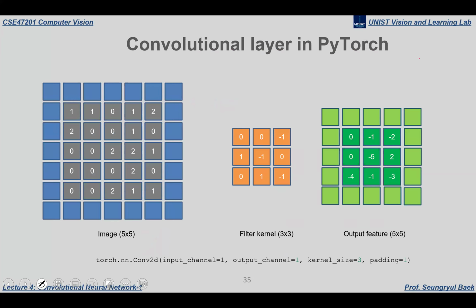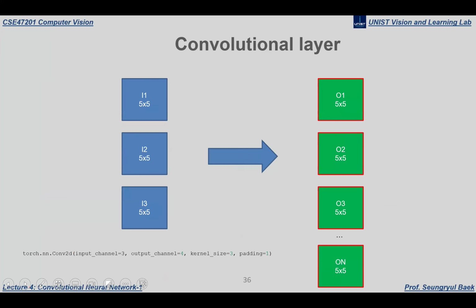Okay, and in PyTorch, this type of convolution is already implemented. So you can just use this one line of code to implement the convolution operation. This means the convolutional layer that has a 3-channel input and 4-channel output, using a 3x3 kernel and zero padding one. And by default, the stride is one. But if you want to use a stride other than one, then you have to specify that as an argument.